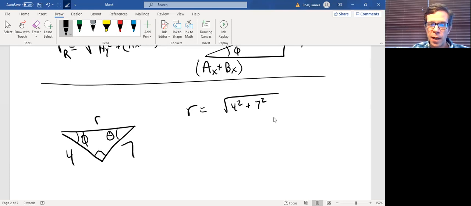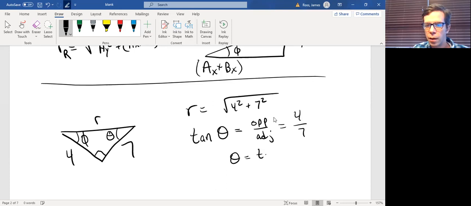If I want to find out what phi is and what theta are, there's a couple of ways to go about that. I could find out what r is and then use sine or cosine. But I prefer to use given values so you don't introduce rounding errors. So since we have both legs, I'm going to use tangent. So now remember that the tangent is the opposite over the adjacent. So if we look at the opposite over the adjacent for theta, the opposite's 4, the adjacent 7. So theta would be the inverse tangent of 4/7.